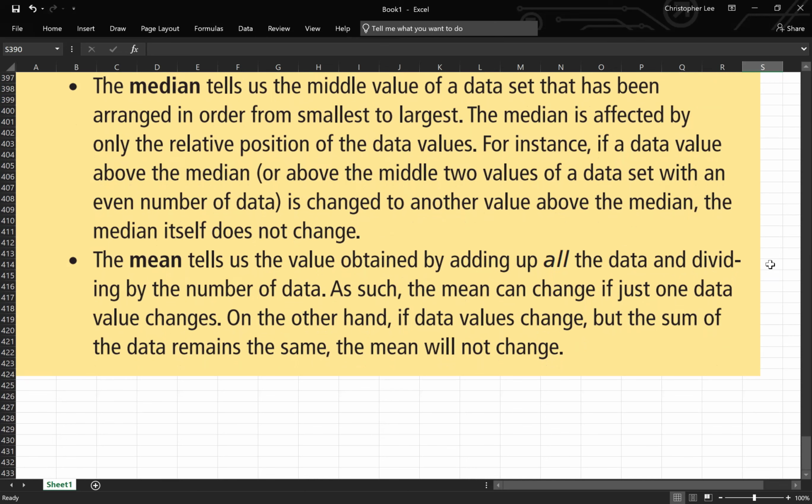The mean tells us the value obtained by adding all the data and dividing by the number of data values. As such, the mean can change if just one data value changes. On the other hand, if data values change but the sum of the data remains the same, the mean will not change. Okay?